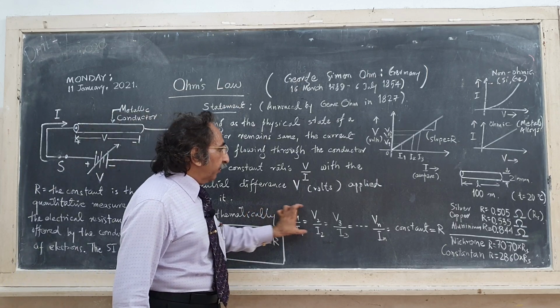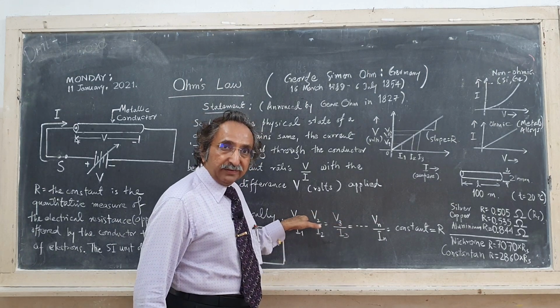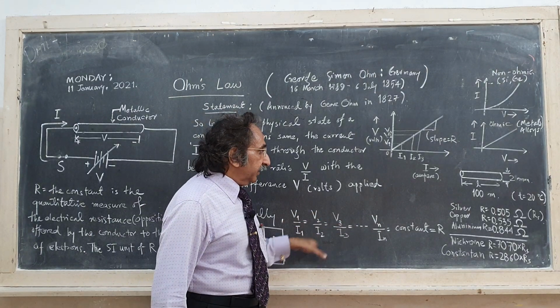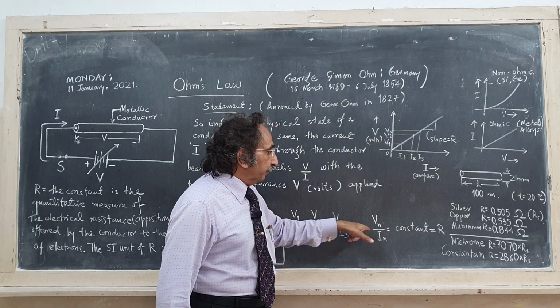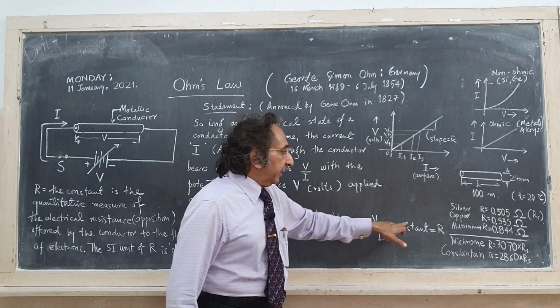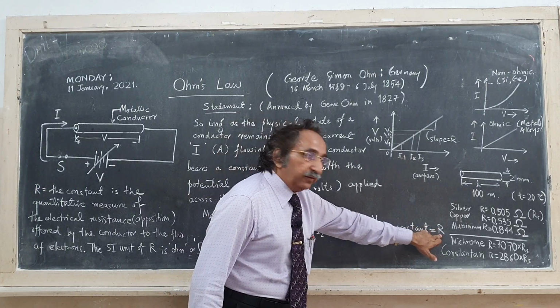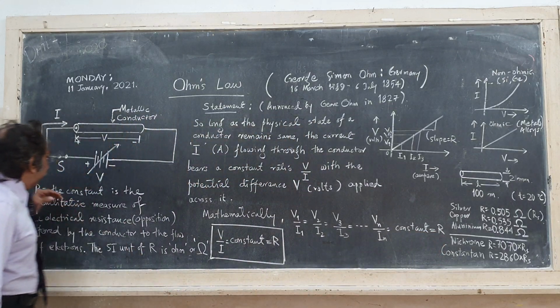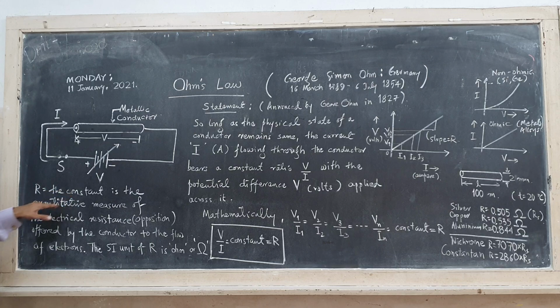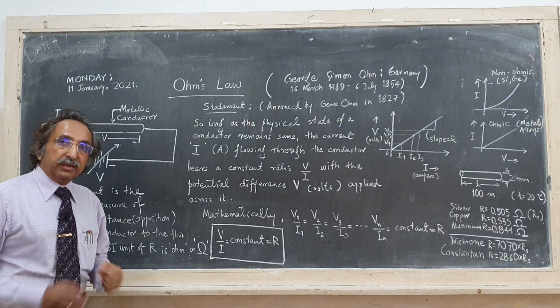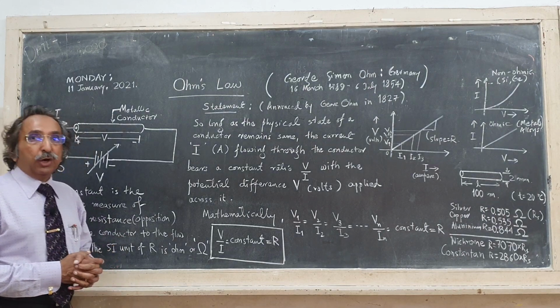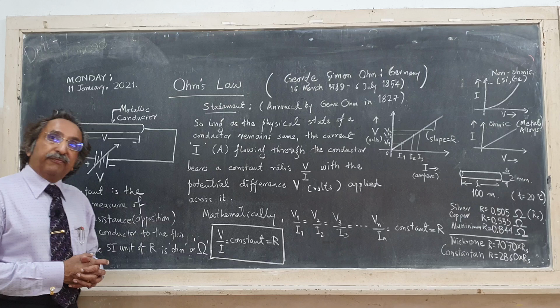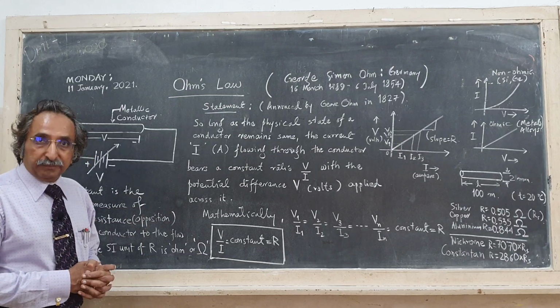If we have n number of values of voltages and corresponding currents, then for each value, the ratio of V upon I is a constant, which is denoted by R. And R is the constant which is the quantitative measure of the electrical resistance. That means the physical opposition offered by the conductor to the flow of electrons.